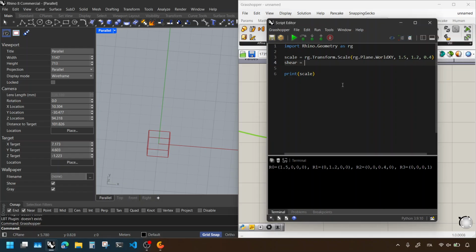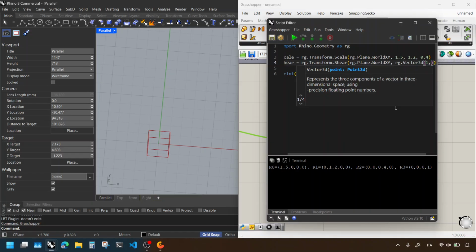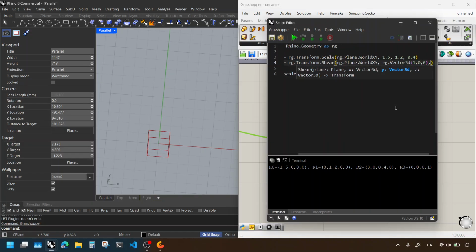And then you can define other types as well. So you can go shear, it's Rhino geometry.transform, transform dot shear. Okay, and in this case it asks you for a plane, which is the same xy plane we did here, and then let me recall, the x vector, y vector, and z vector. Okay, so in this case we need 3 vectors then. So Rhino geometry Vector3d. So the first vector will just be 1, 0, 0. We don't want to shear along x.